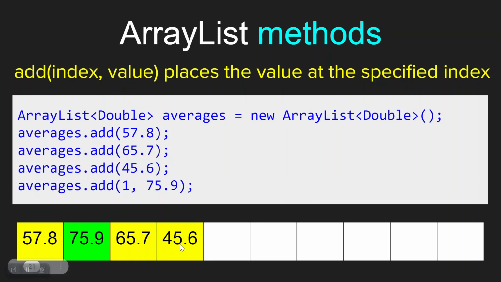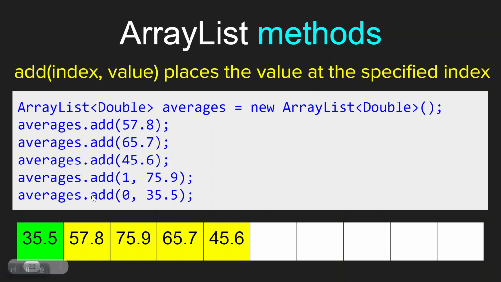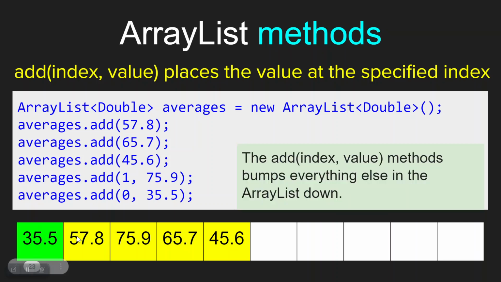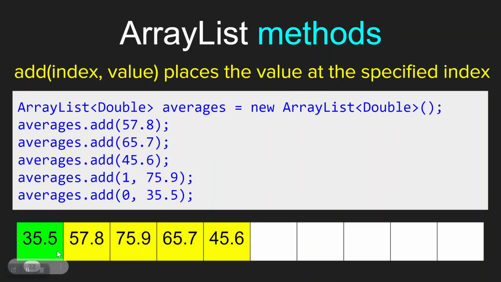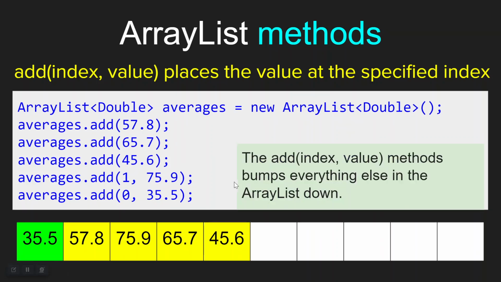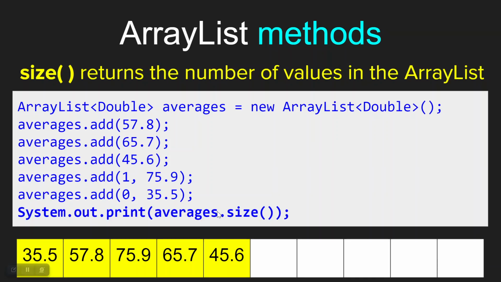So this starts to grow the size of my ArrayList. I could also say averages.add at index 0, 35.5. And again, that goes to index 0, adds that value, and then everything that was in there previously, so previously it was 57.8, that all gets bumped down, okay? So the add(index, value) method bumps everything else down in the ArrayList. That's important to remember, because it's going to make the size of the ArrayList grow.